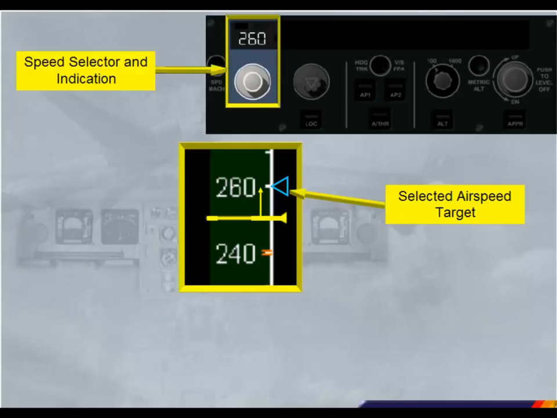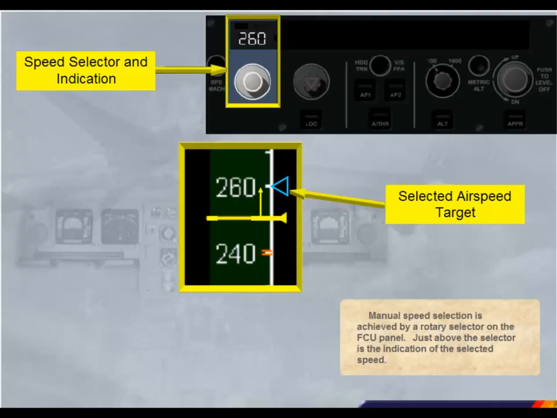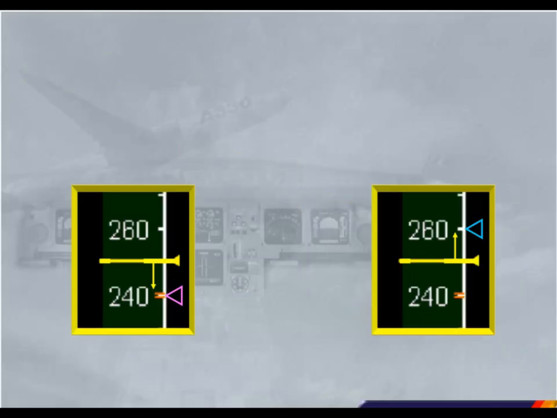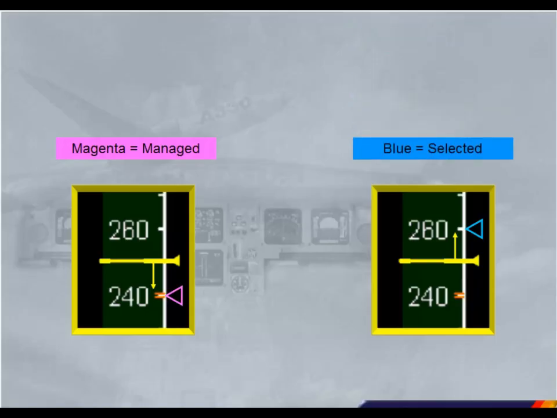Manual speed selection is achieved by a rotary selector on the FCU panel. Just above the selector is the indication of the selected speed. As a general rule on the PFD, a magenta indication means managed and a blue indication means selected. You will see this in the examples that follow.